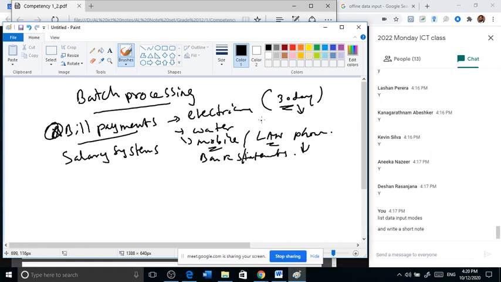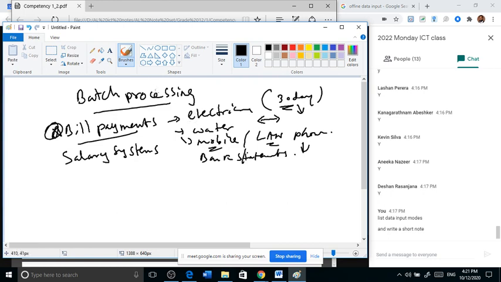Then, after collecting the data within that time period, what will happen? Then they are processing them at once. They process them all at once and then produce the bills. If there were 10 customers, they produce bills for all 10 on the same day. Can you understand this thing?